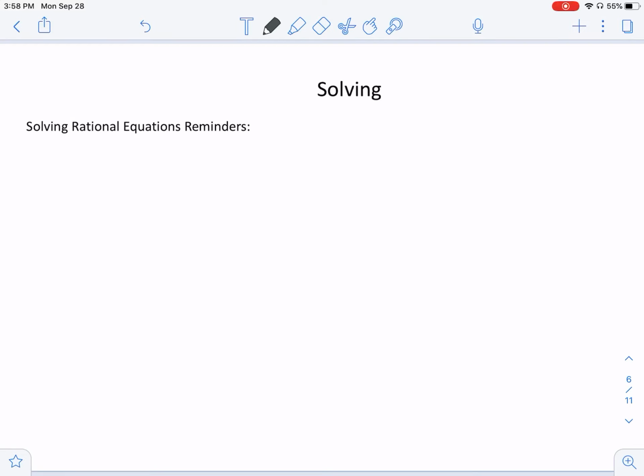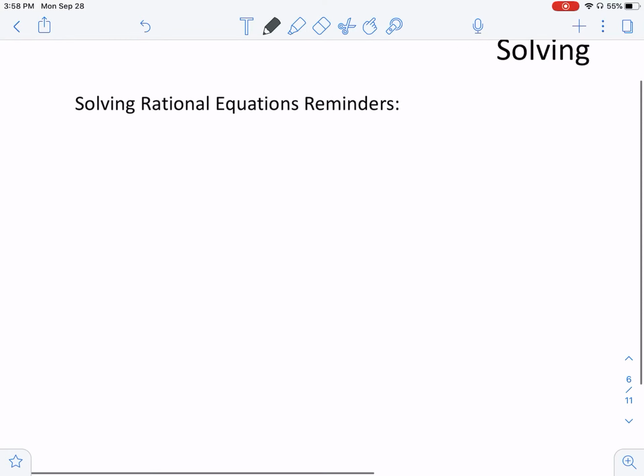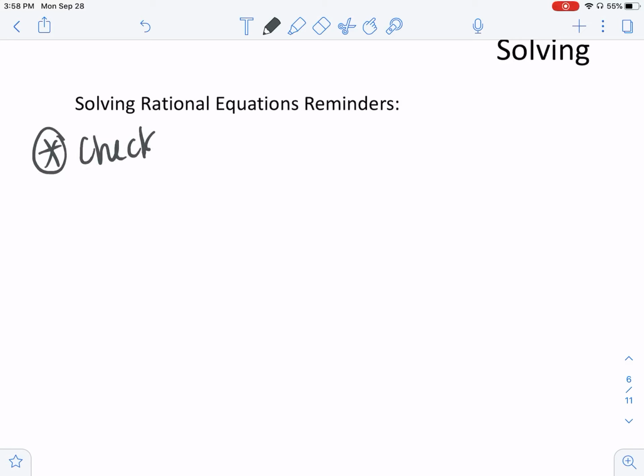Okay, so in the previous video, we looked at some reminders about simplifying our operations with rationals. And so in this video, we're going to talk about solving our rationals. So the first reminder that we need to talk about when solving rationals is that when we're dealing with rationals, it's really important that we check our restrictions. So we find these restrictions at the very beginning of the problem, and then we go ahead and we work from there.